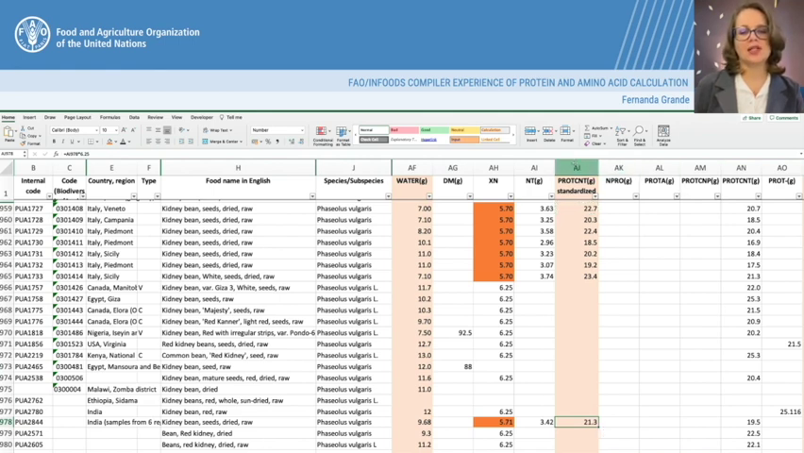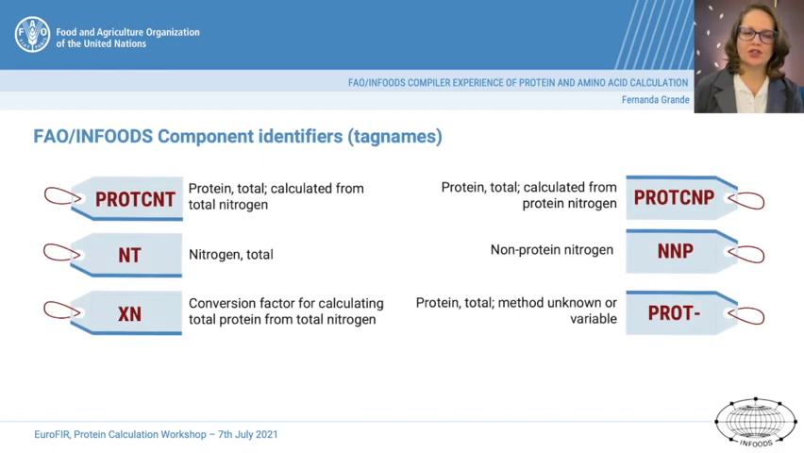Here you can also see that each component in the database was linked to the respective component identifier from INFOODS, the tag names, in the first line of the Excel file. The tag names are unique codes or abbreviations that allow us to clearly define components using a few characters. The primary use of tag names is to determine whether the associated values can be compared or combined. But as I just showed, since protein is a calculated component, it's also important to check the conversion factor used in the calculation. In this slide, we have the main tag names for protein.